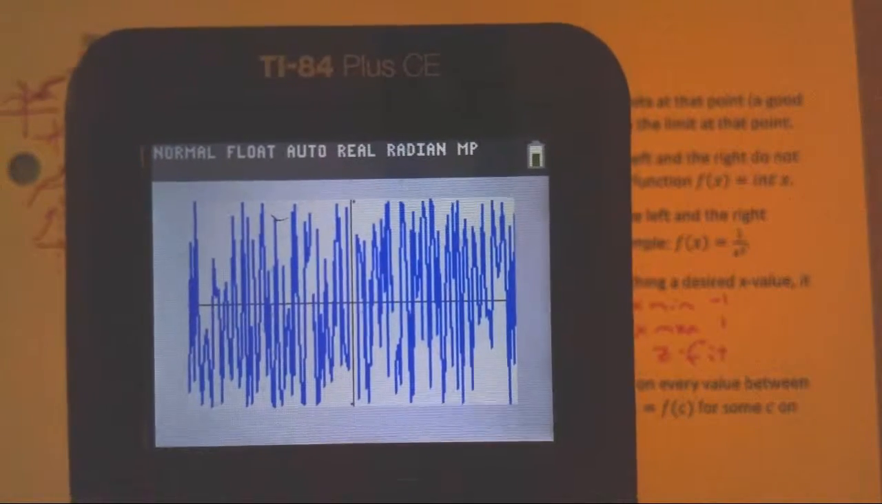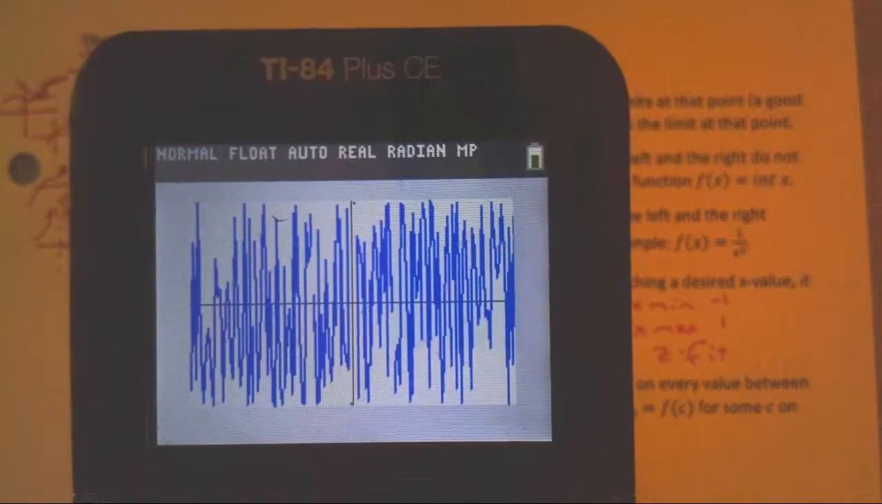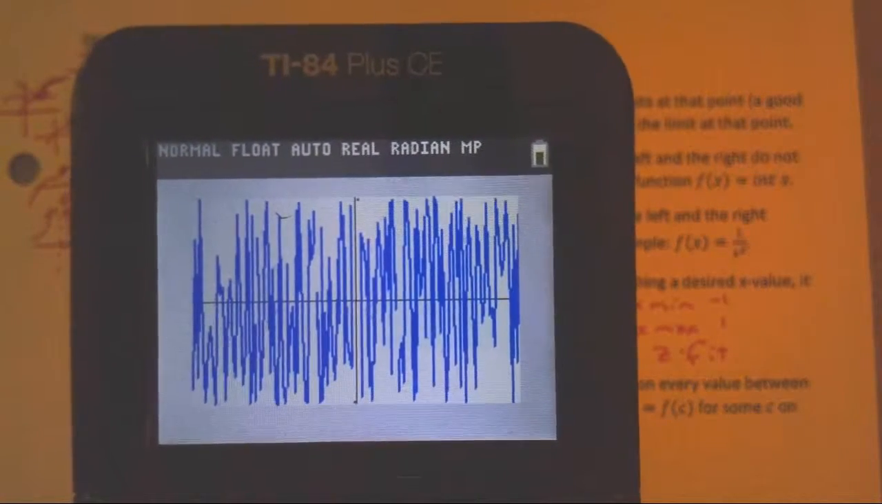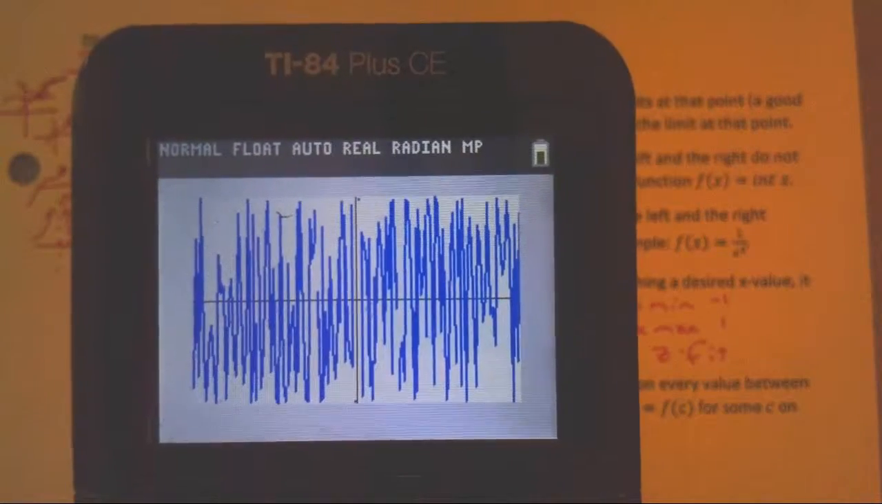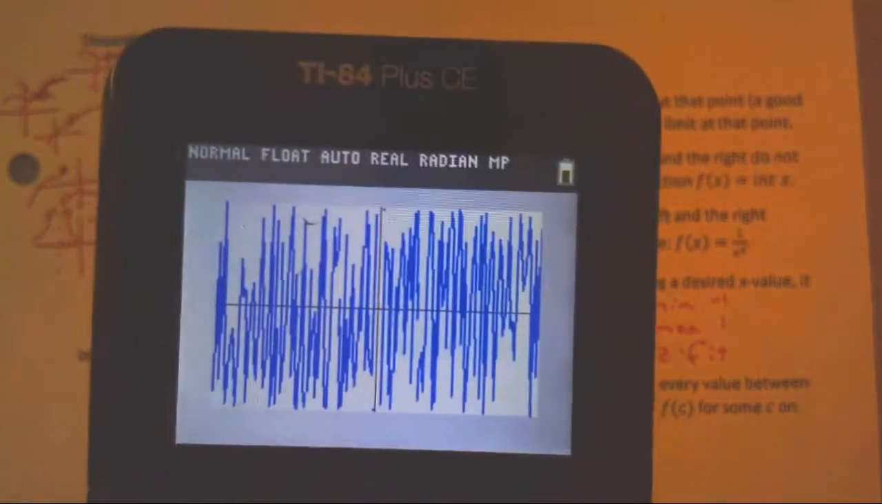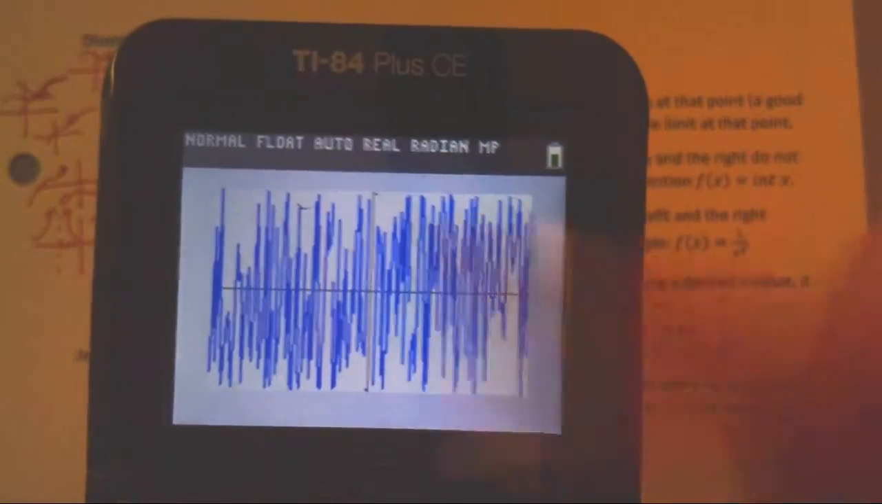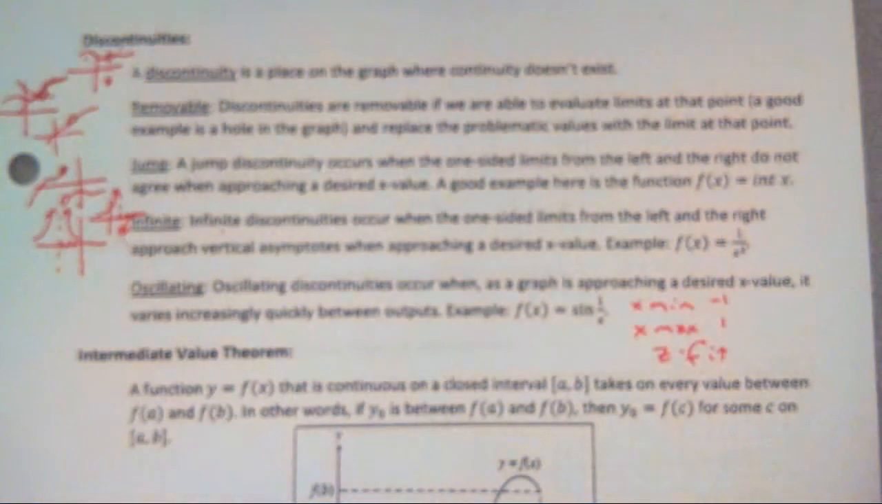But I do need you to understand that I often say our TIs do not graph continuously. They go tick, tick, tick, and connect the dots. These peaks and valleys would be filling up this curve from -1 to 1. What's happening here? Zoom back in here.